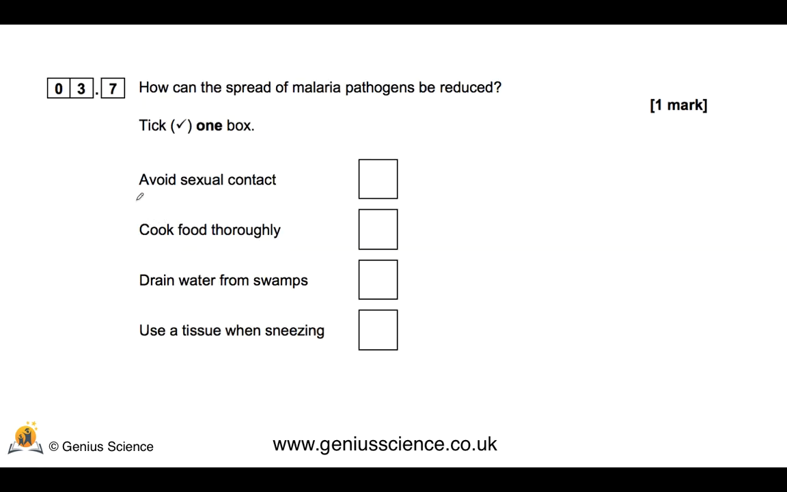Our last question of question 3, 3.7, how can the spread of malaria pathogens be reduced? Tick one box. So it's not a sexually transmitted disease. Cooking food thoroughly is not really going to make a difference here. It's transmitted via mosquitoes. And the answer here is to drain water from swamps. Mosquitoes, which we know transmit the pathogen, they'll leave their eggs in standing water. So that's water that's not flowing, as in, let's say, a river or a stream. So you remove the swamp water, you remove the eggs, and then you sort of stop the life cycle of the pathogen.